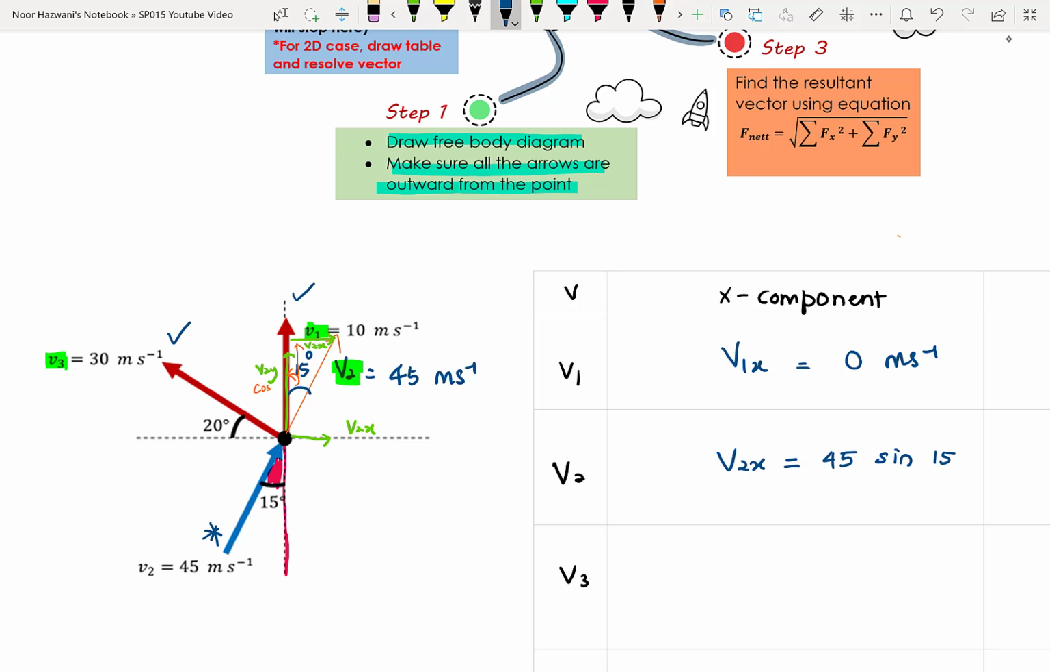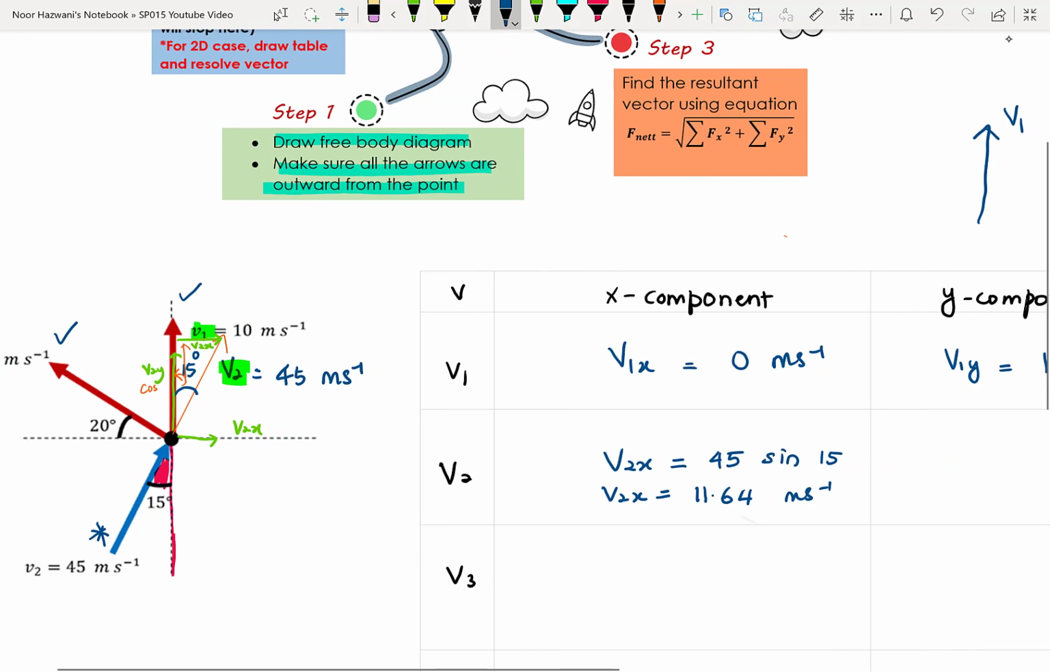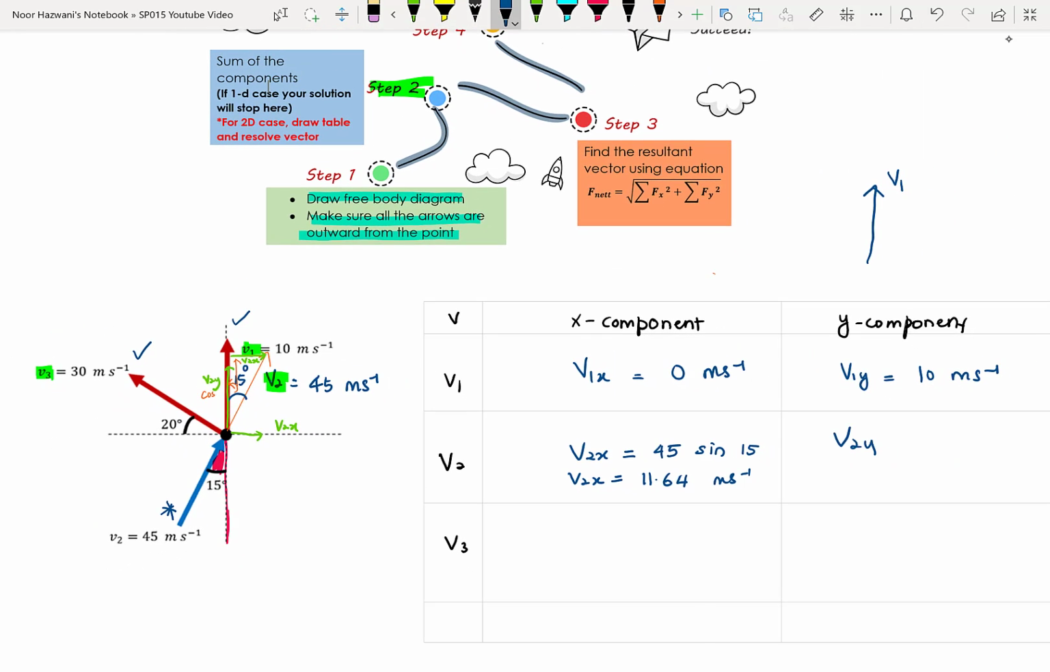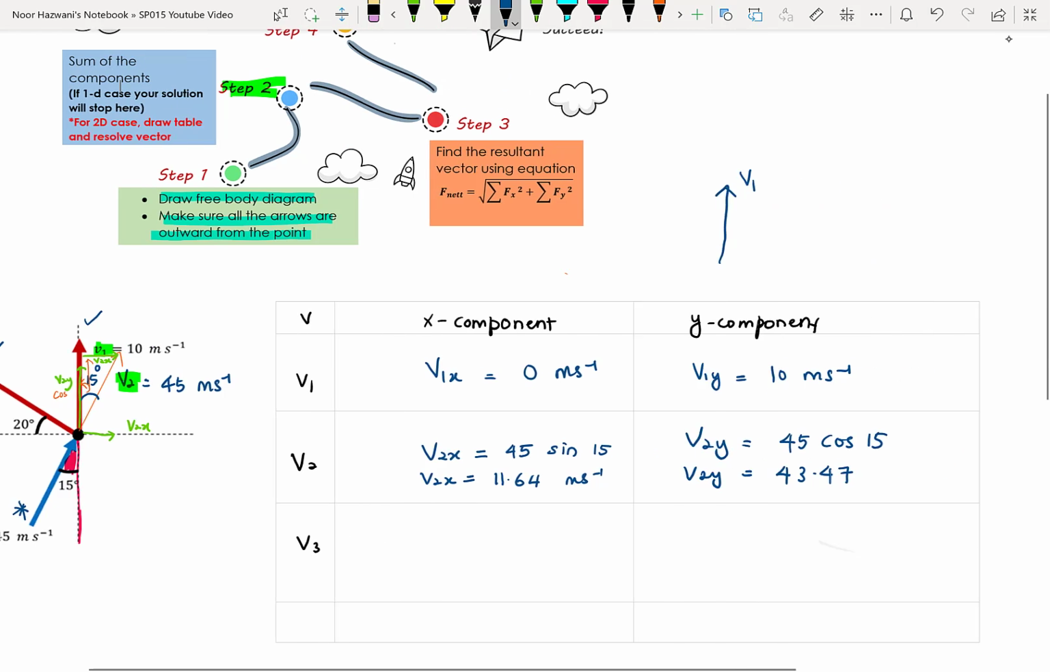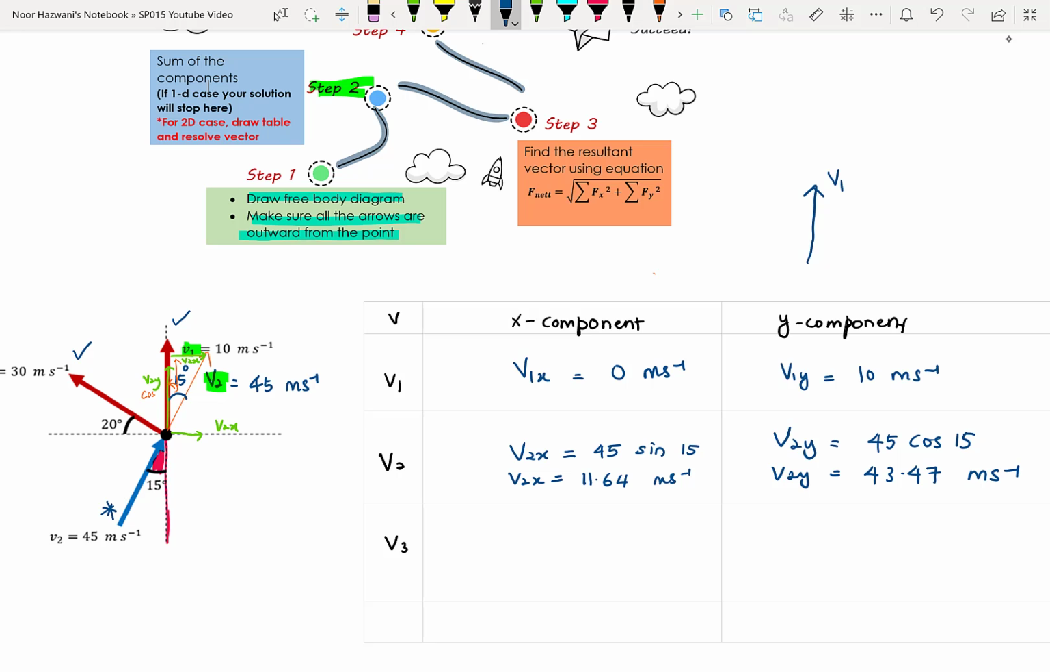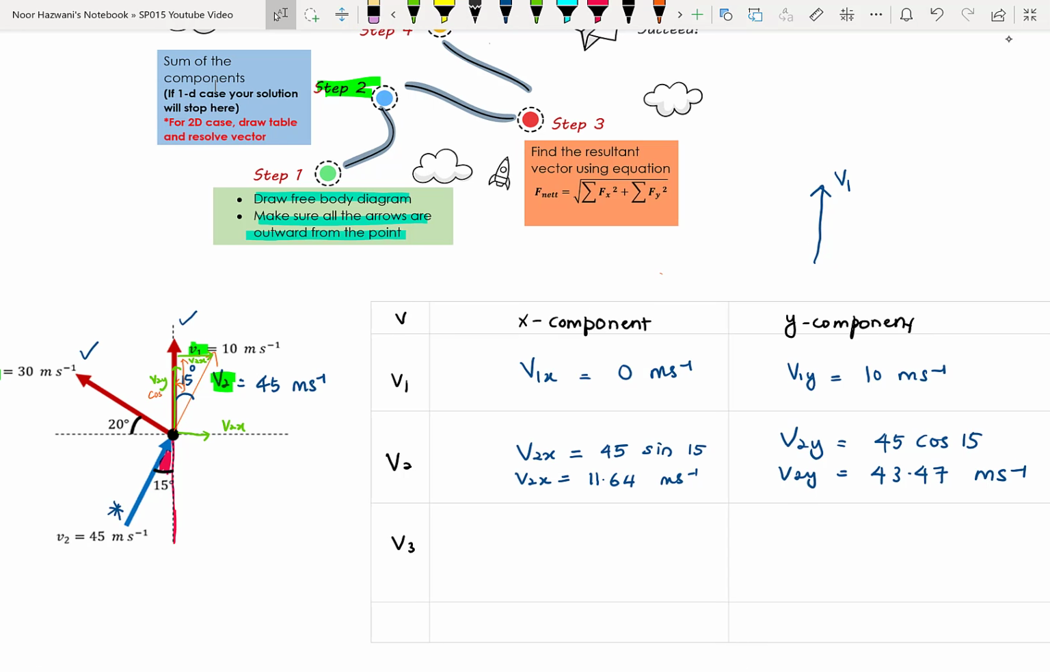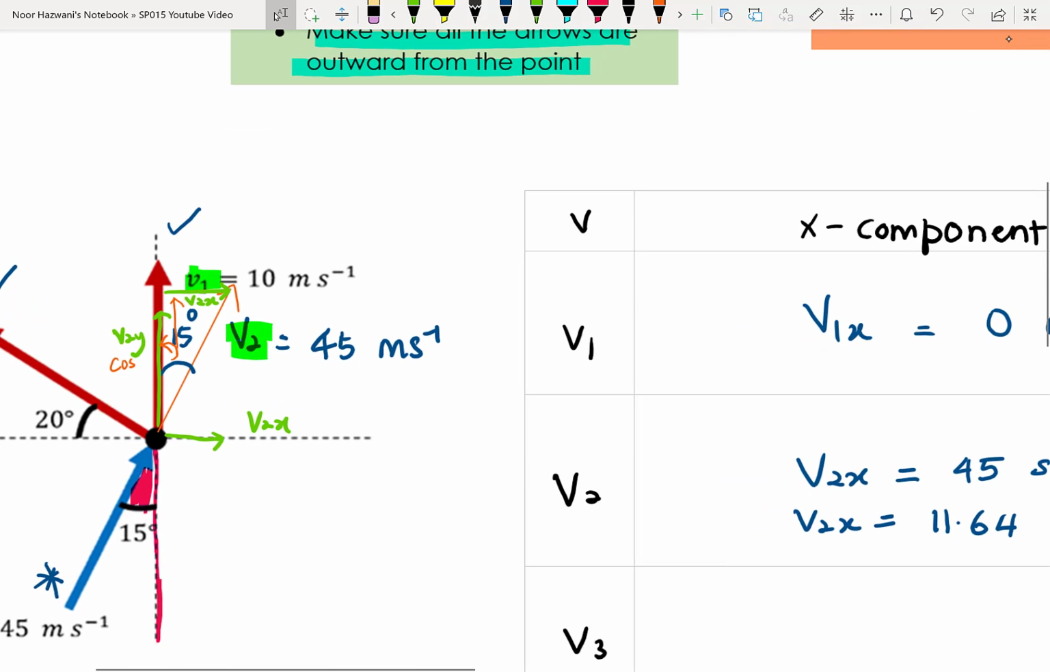and then press your calculator, and then you will get 11.64 meter per second, okay, and then V2Y kita akan jadi 45 cos 15, and then press your calculator, and then you will get 43.47 meter per second. Okay. And then think, V2 is located at the first quadrant. So, kalau first quadrant, positive X, positive Y. So, okay lah.